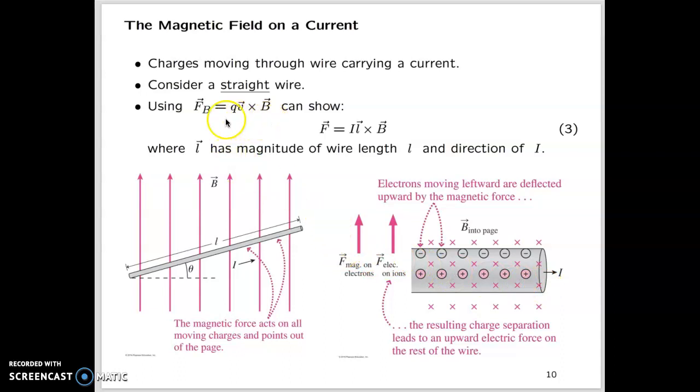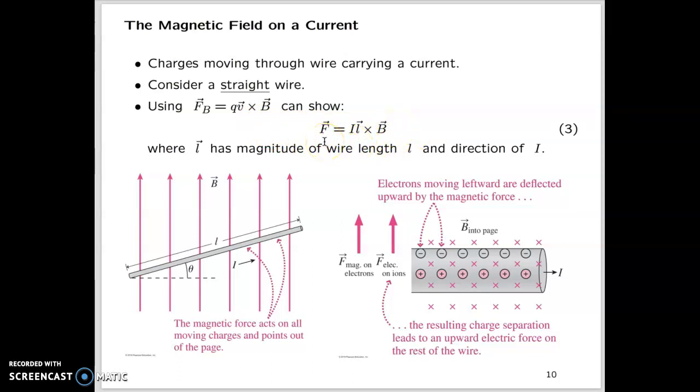Here's, again, our equation that we have been working with: F is q v cross B. Now, you can do a little bit of manipulation. I won't do the derivation in these notes. I think you can probably find that in the textbook. But you can show that this equation ultimately leads to equation 3.